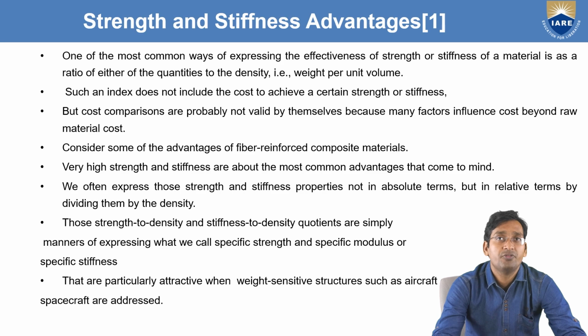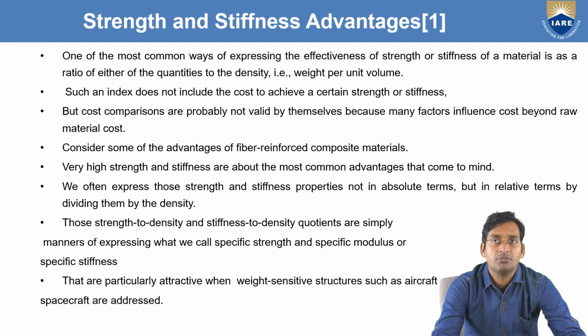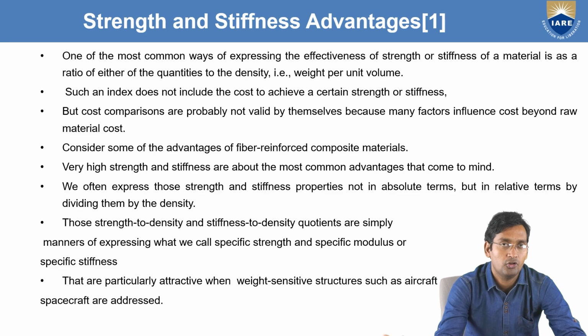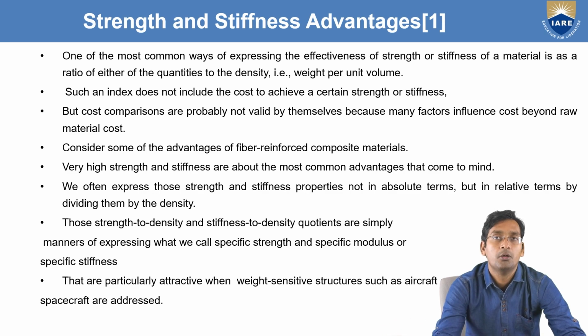Okay, consider some of the advantages of fiber reinforced composite material. What is that? First, very high strength and stiffness are about the most common advantages that come to mind. So for composites, that becomes very high, very high strength and stiffness. For these two, generally that becomes very big. Most applications require these two. Other properties are also there. We have seen many properties, but mostly we get the advantage from these.